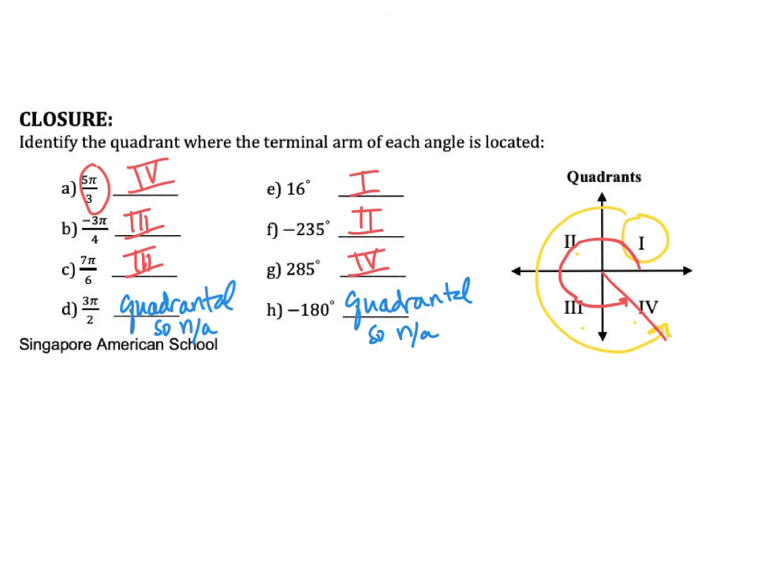All right, so your answers should be the same as mine. There were 2 that were, I suppose you could say, non-applicable. That was D and H. Those are both quadrantal angles, right? 3 pi over 2 ends up right here on the y-axis, and negative 180 degrees ends up right here on the x-axis. So those angles are not in any quadrant. Those are quadrantal angles, and they end up on the x or y-axis. So you can write non-applicable or NA because they don't have a specific quadrant that they end up in.